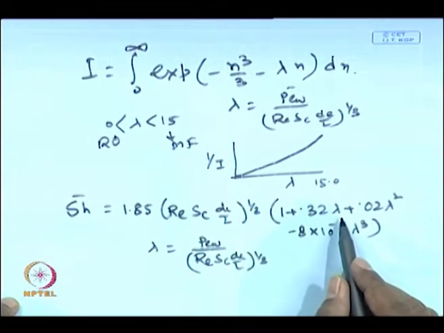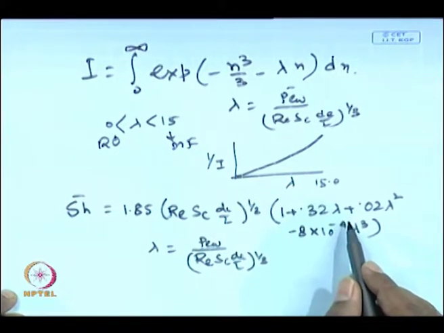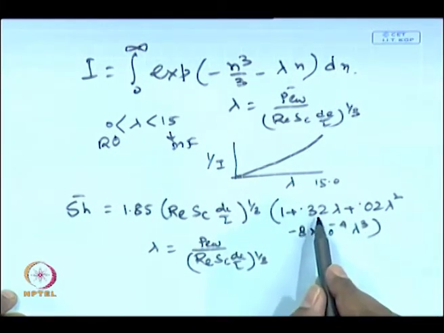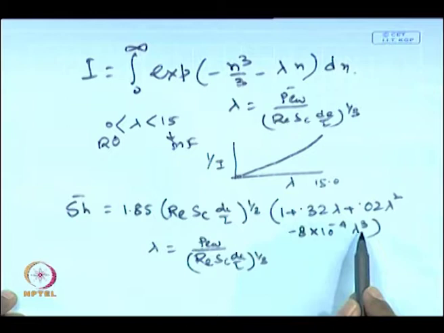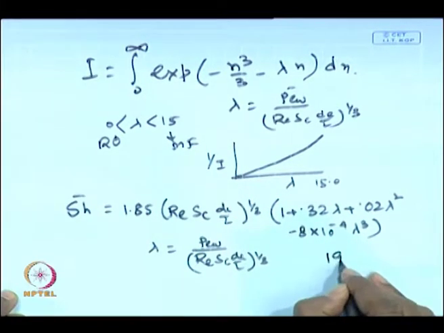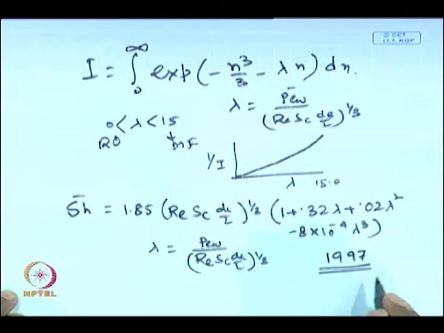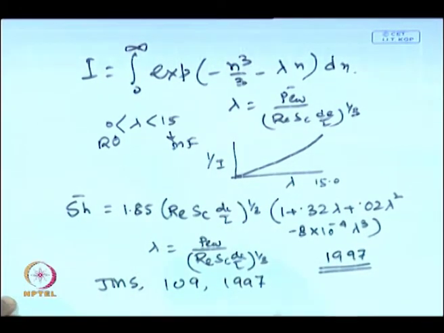Now if you see that if the wall is not porous, if it is impervious, then lambda is equal to 0. If lambda is equal to 0, put this expression, you get back your Leveque relationship. If lambda is not equal to 0, you will be getting this expression, and that is the correction to the Leveque relation for the porous conduit, and this is derived in 1997, and that is the first work of my PhD thesis. Okay. So if you look into the Journal of Membrane Science, volume number 109 and 1997, give a search, I forgot the page number, you will get this article.